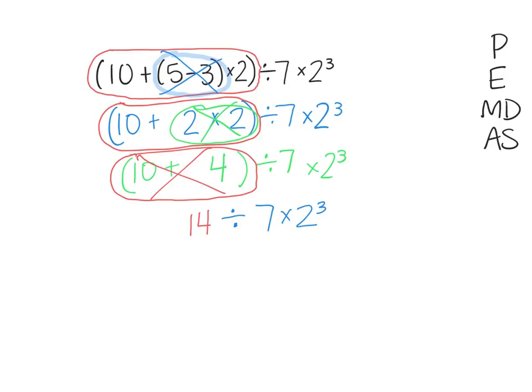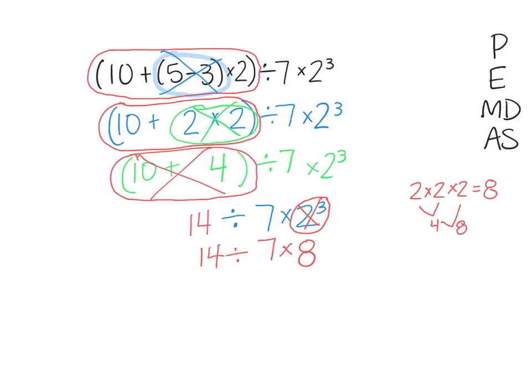So let's look back. What comes next? Do I have parentheses? Nope, those are all gone. So now I will work on exponents. Do I have exponents? Yes. I have 2 to the power of 3. So off to the side, I write down what 2 to the power of 3 equals. 2 times 2 times 2. 2 times 2 is 4. 4 times 2 is 8. So instead of 2 to the power of 3, I can write down 8. Everything else stays the same. I only change one thing at a time. All right, do I have any more exponents? Nope, those are all gone.